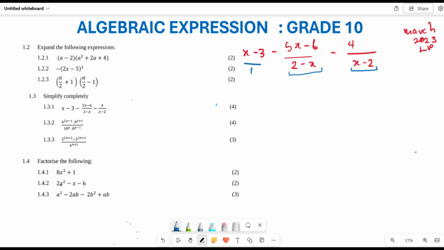So which means this is the same as x minus 3. This is the same as negative into 5x minus 6, right? This is divided by what? If I take out the negative sign, this is going to be the same as what? This is going to be the same as x, this is x plus what? Or x minus 2, right? So this is the same as x minus 2. And then now from here, minus, this is going to be 4 over x minus 2.